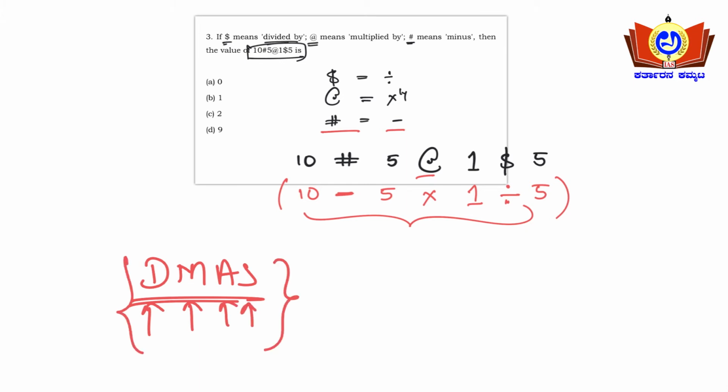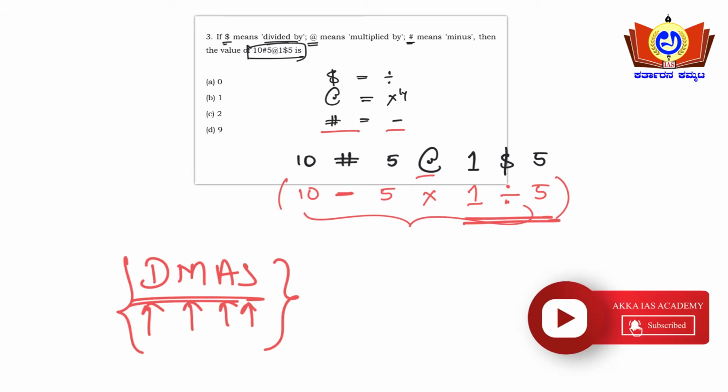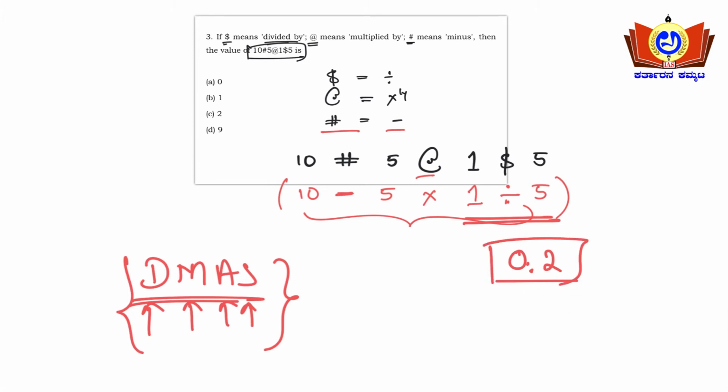So this is the rule you need to remember here. So first we need to do the operation of division here. So 1 divided by 5, actually it is 0.2, my dear friends. Okay, 1 divided by 5 will be 0.2 here.